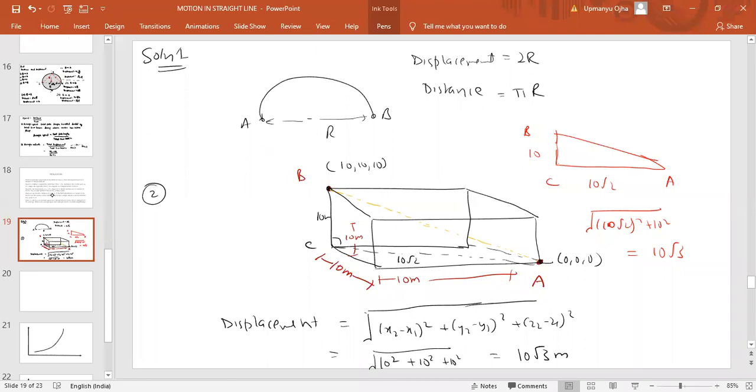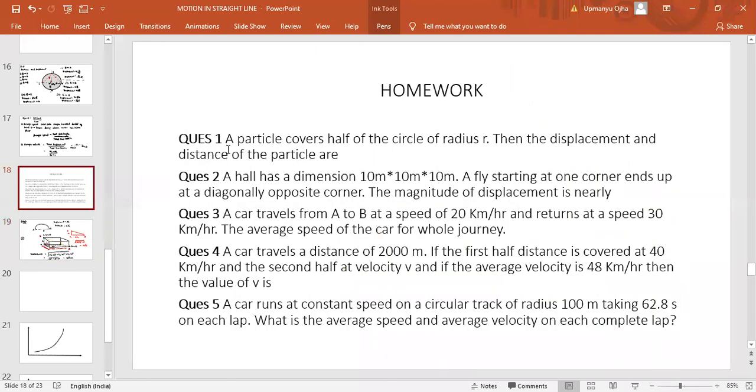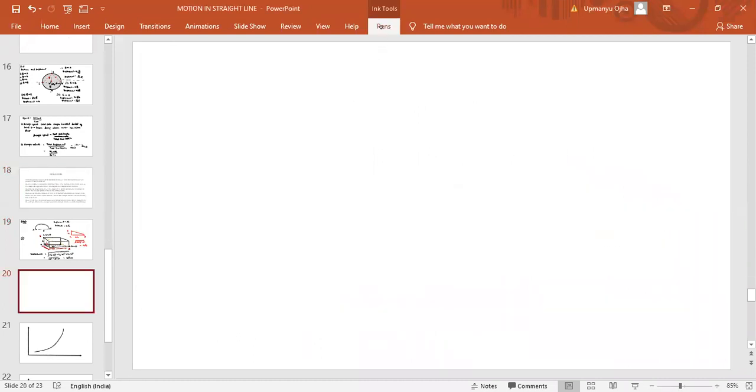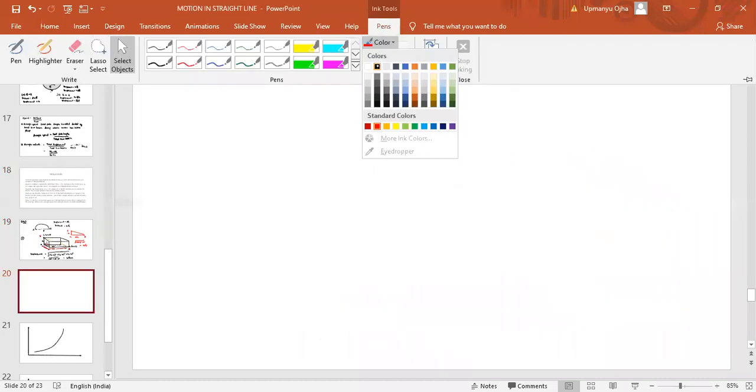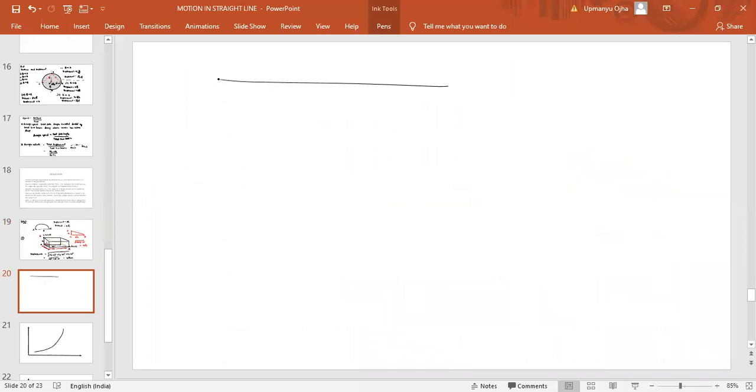Fine. Now question number 3. The question is that a car travels from A to B at a speed of 20 km per hour and returns at a speed of 30 km per hour. What is the average speed for the whole journey? Okay, so the car started from point A and reaches point B.